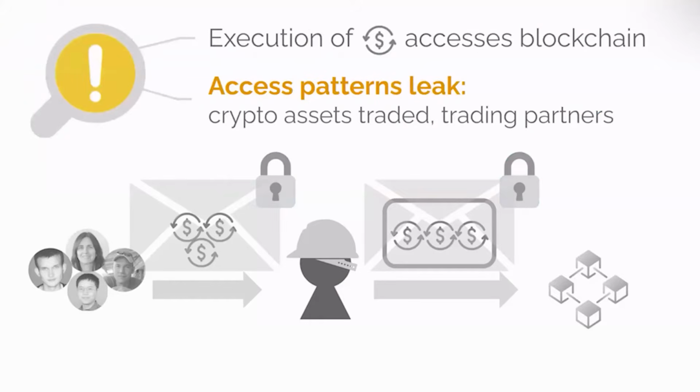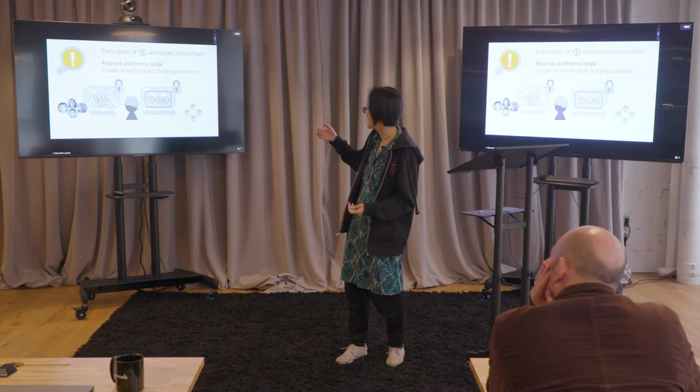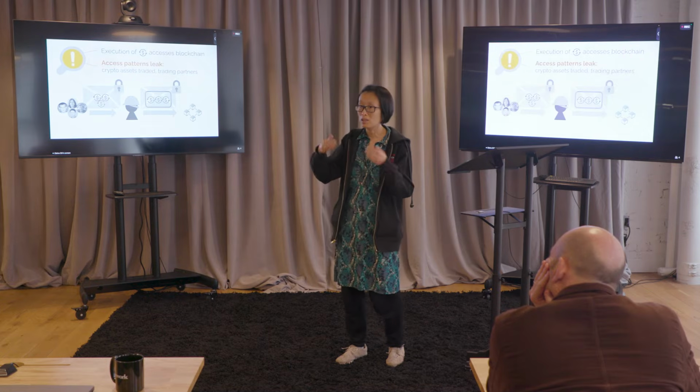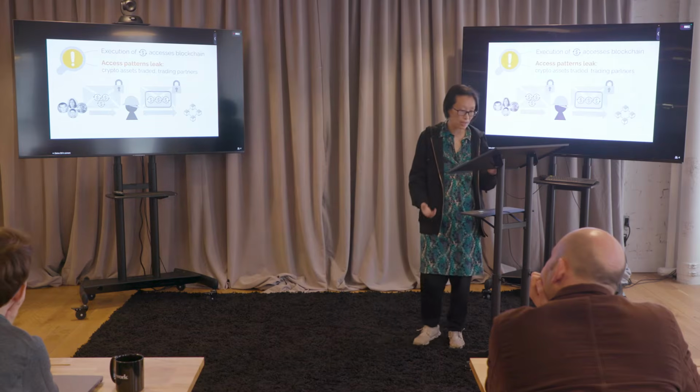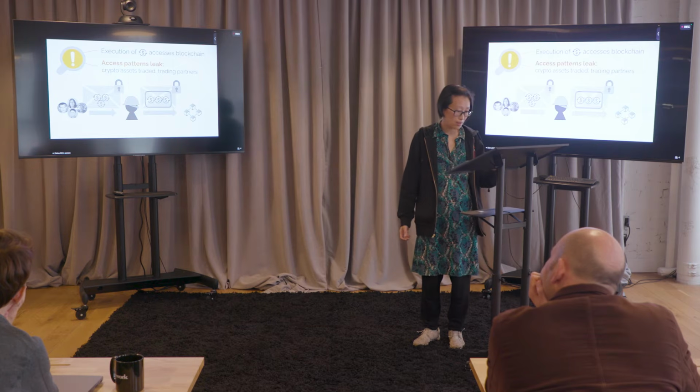Okay, similarly, in this context, the problem is as you build the block, you have to speculatively execute these transactions. So you can think of each transaction as a small smart contract program. And as this program executes, it's going to read data that lives on the blockchain. And these access patterns here are just equally leaky because they leak the crypto assets you are interested in trading. They leak your trading partners, and they also leak who you are. And this is precisely the information we want to hide. So therefore, it's also incredibly important to protect access patterns in this context.